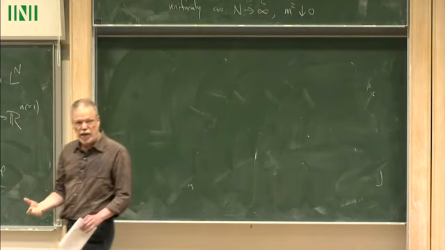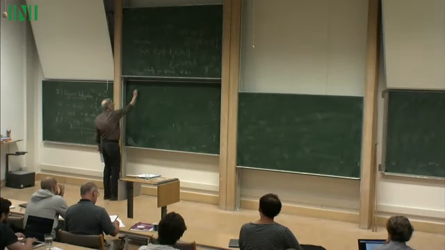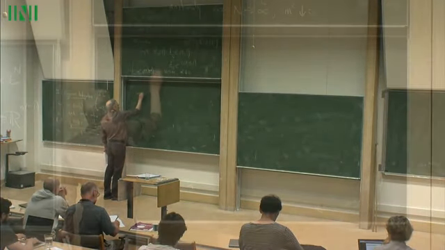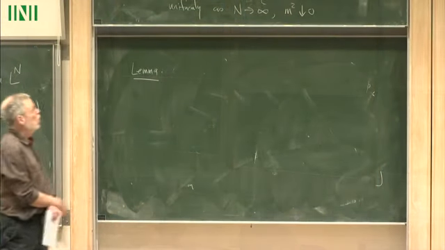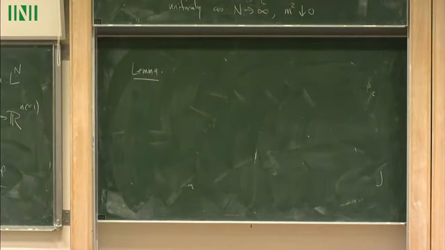So why is this the main problem? Here's a lemma that gives you an indication of why it would be very useful to know what this Zn function is.